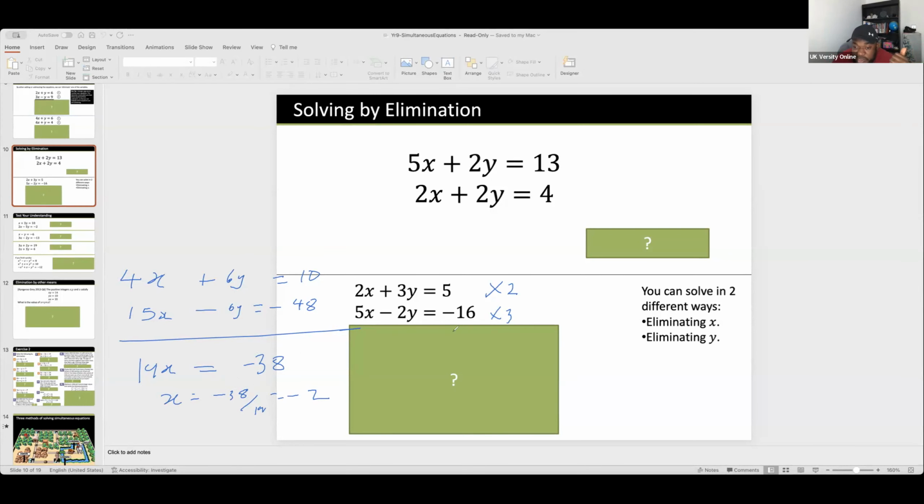So 2 times minus 2 gives you minus 4. So minus 4 plus 3y equals 5. Then you add 4 to both sides. That gives you 3y equals 9. Then y equals 3.